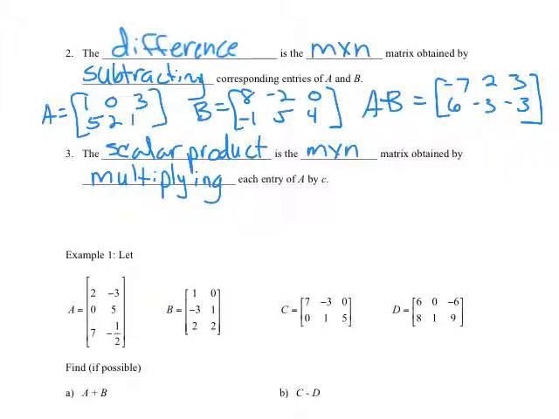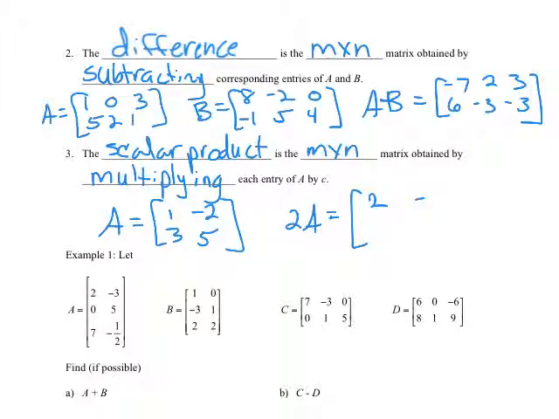It's the same thing. So if I have matrix A, and it is 1, negative 2, 3, and 5, I can represent 2A. It's basically dilating every value. It's 2, negative 4, 6, and 10. Okay, so that's what a scalar product is.